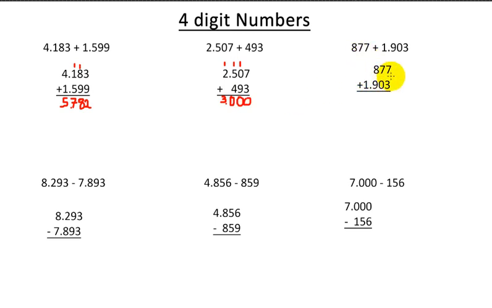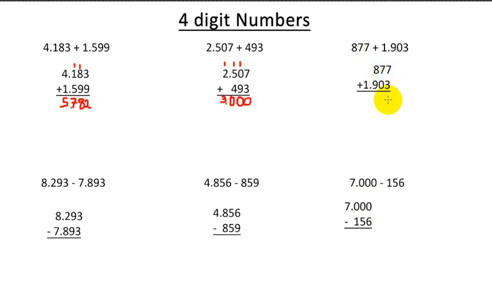Here I've put the 3-digit number on top, which is not wrong. In addition, I can do that. In addition, the order of the numbers doesn't really matter. And subtraction is where it matters. So here I've just written the first number on top. It doesn't make a difference.